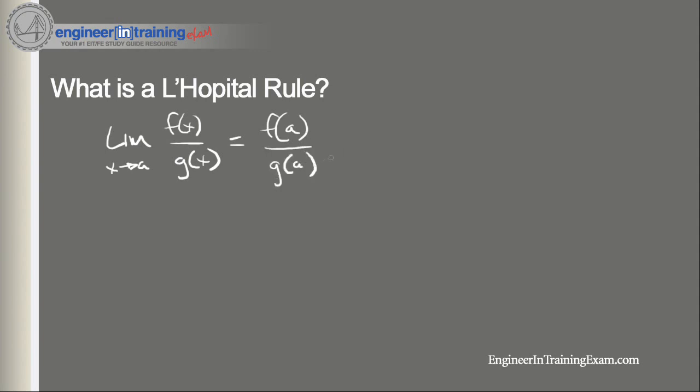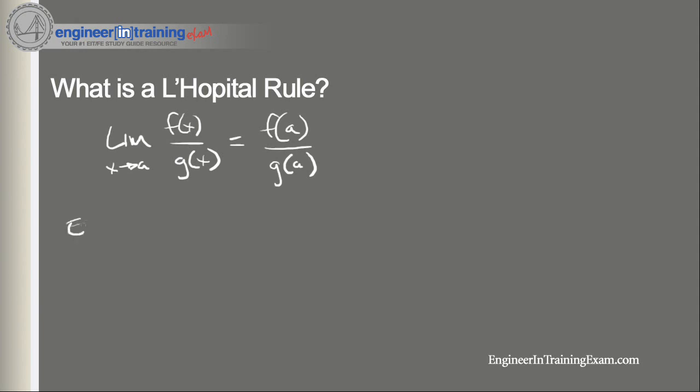But what happens if both the numerator and the denominator tend to 0? It is not clear then what the limit would be. In fact, depending on what functions f of x and g of x are, the limit can really be anything. So when we are asked to find limits and we get an indeterminate form of, say, 0 divided by 0, that's not really telling us much about a limit.